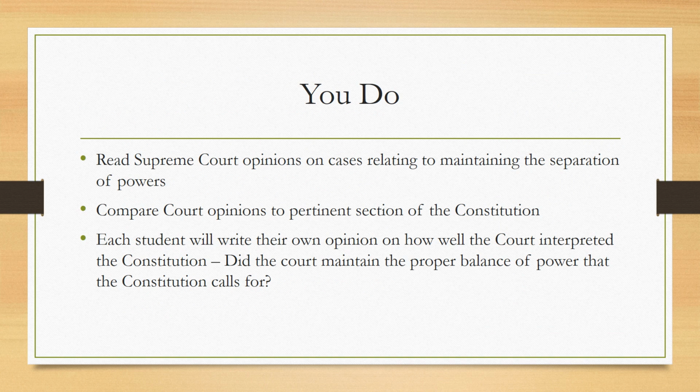Finally, after the We Do, there will be a student-only activity called a You Do. This activity will consist of students reading case opinions on arbitrating between the other two branches of government when they try to usurp each other's power. Students will then compare the court opinions to the actual Constitution and write a quick summary on how well they think the court actually maintained the balance of power that was called for in the United States Constitution.